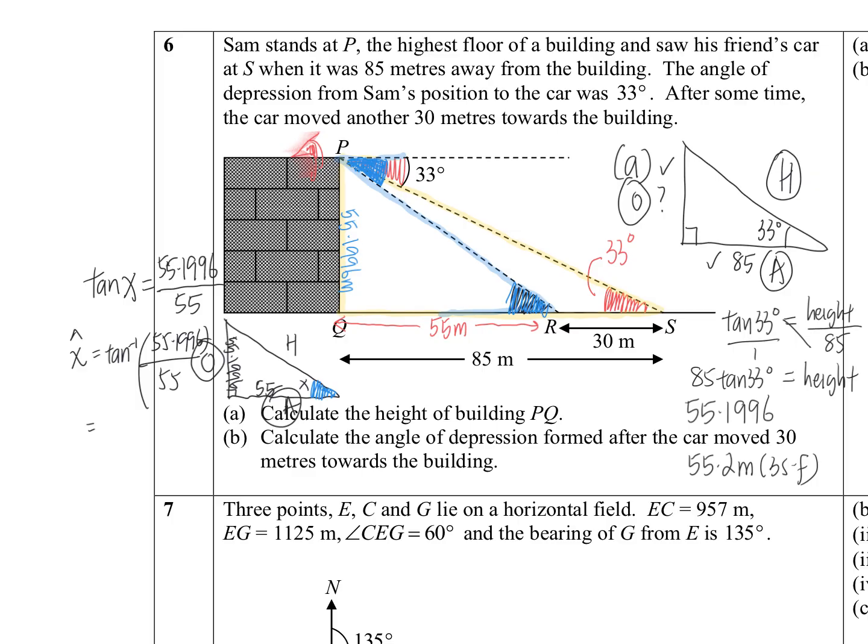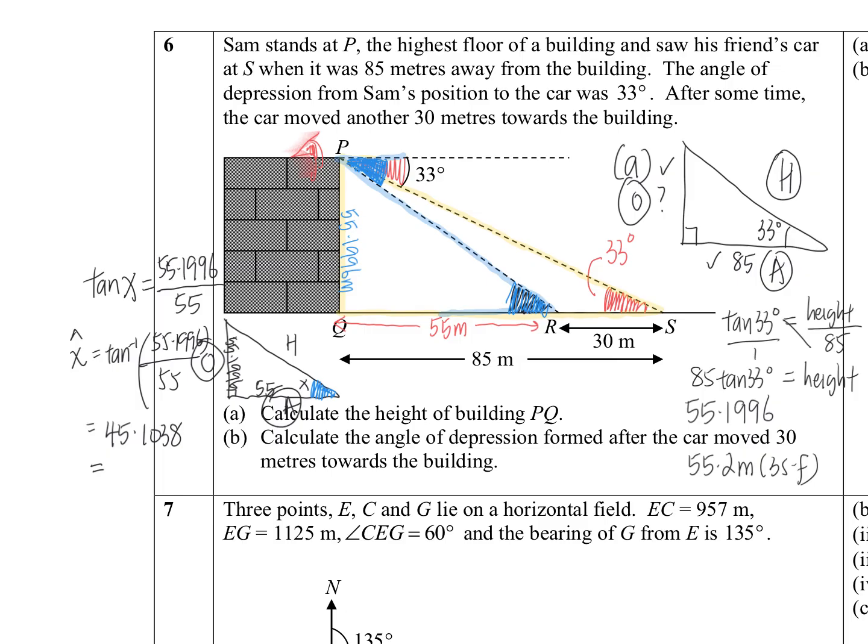Why the 1? Where did the 1 come from? Tangent inverse of what 1? No, because it's over. It's always O over A. Tangent is O over A. So my O is this one, my A is this. The 1 is just the 1.